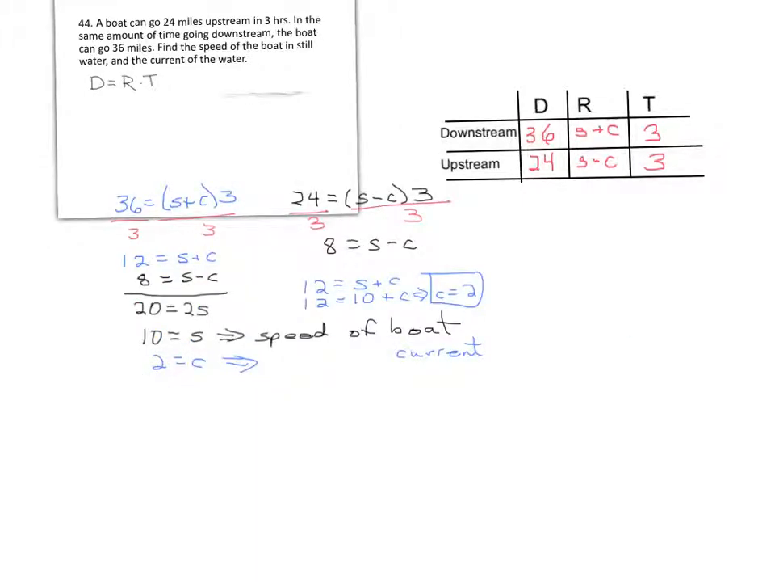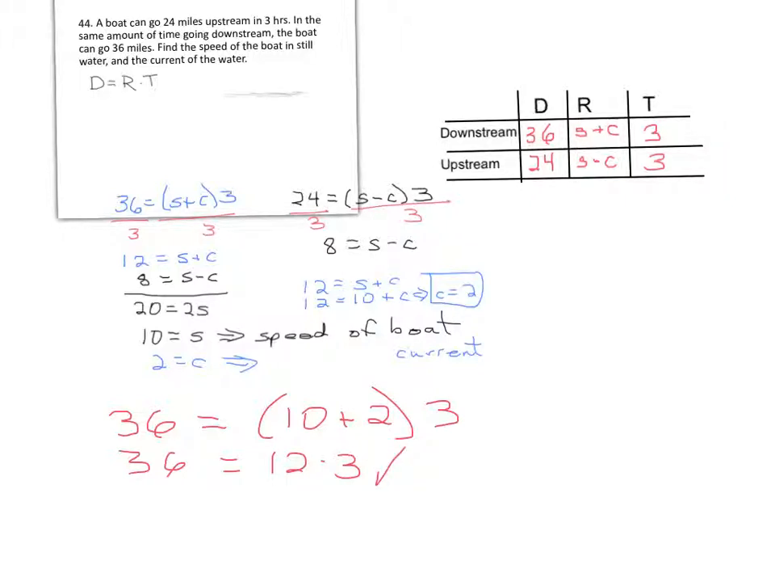So let's check and see if that works. We're going to look at our table again. 36 should equal S plus C, rate, times time. So let's see if that's true. Does 36 equal S plus C, which is 10 plus 2, times time, which is 3? And yes, it does. So 36 equals 12 times 3, which is 36.